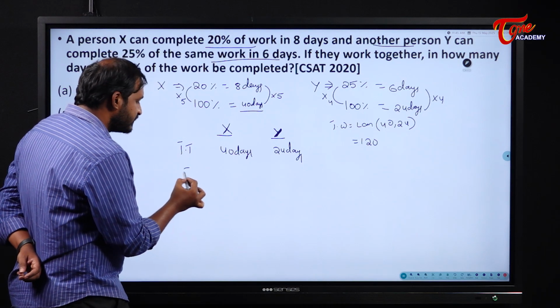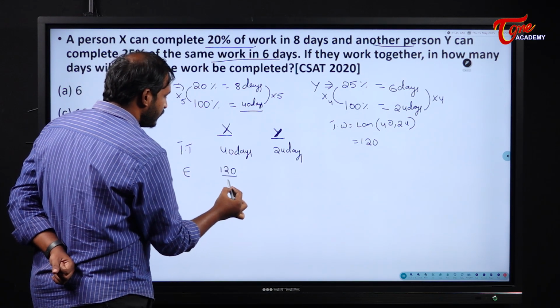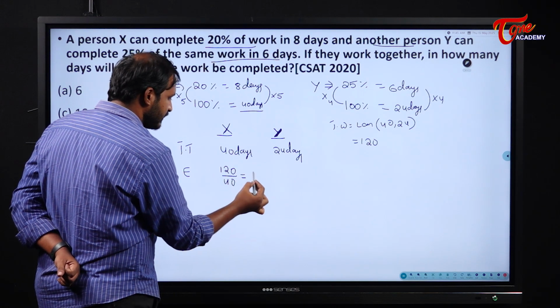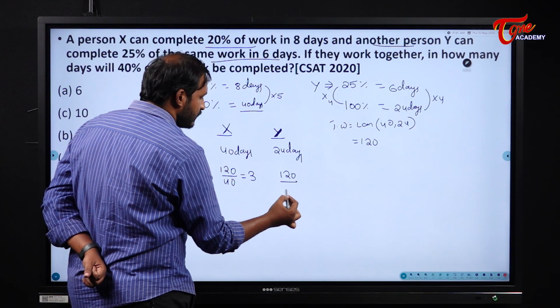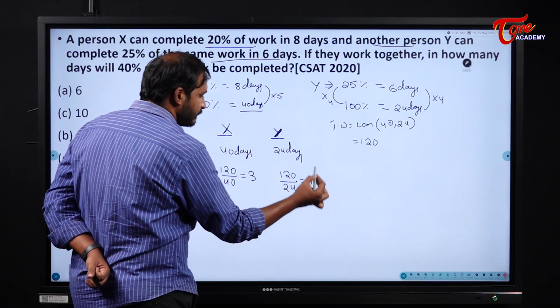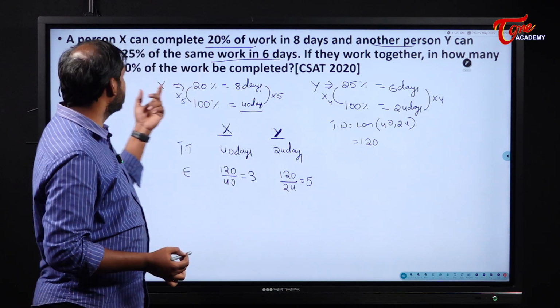Now write down their efficiency. What is the efficiency of X? 120 by 40. Efficiency of X is 3. What is the efficiency of Y? 120 by 24. Efficiency of Y is how much? 5. Okay, good, superb.